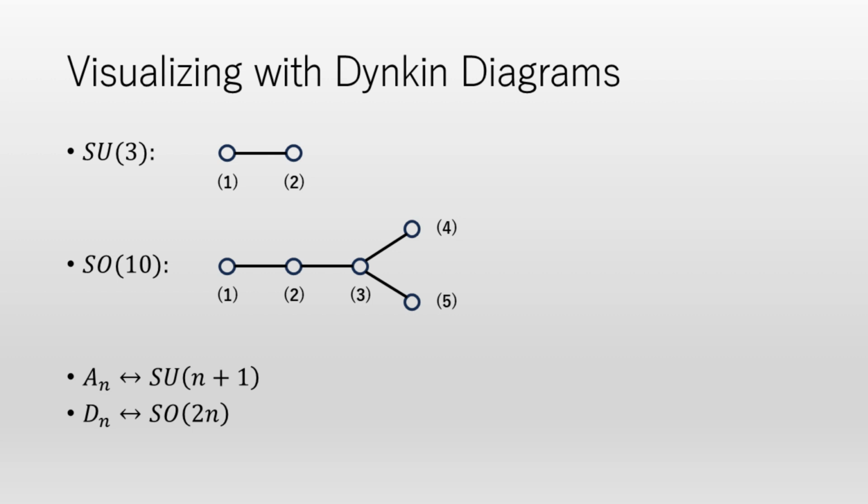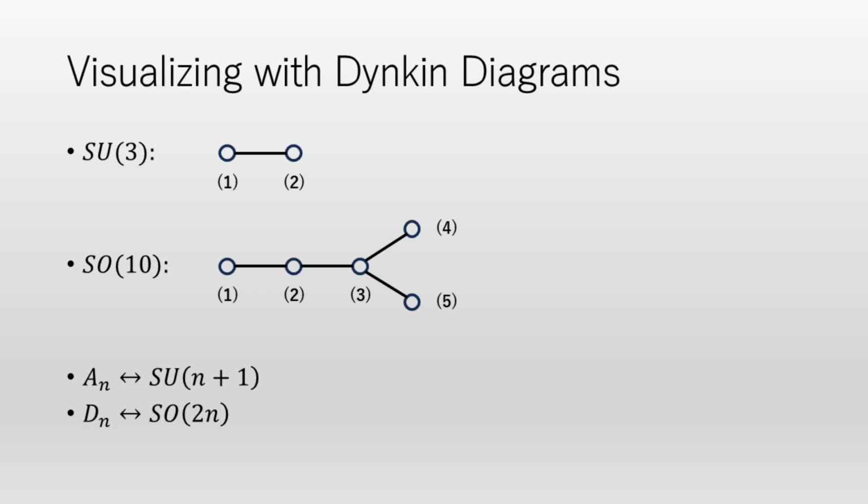Instead of writing a matrix, we draw a graph. Each simple root becomes a node, and the geometric relations between the roots become lines connecting those nodes. The result is called a Dynkin diagram. For example, the Dynkin diagram of SU(3) consists of two nodes connected by a single line. This diagram is mathematically called A2.